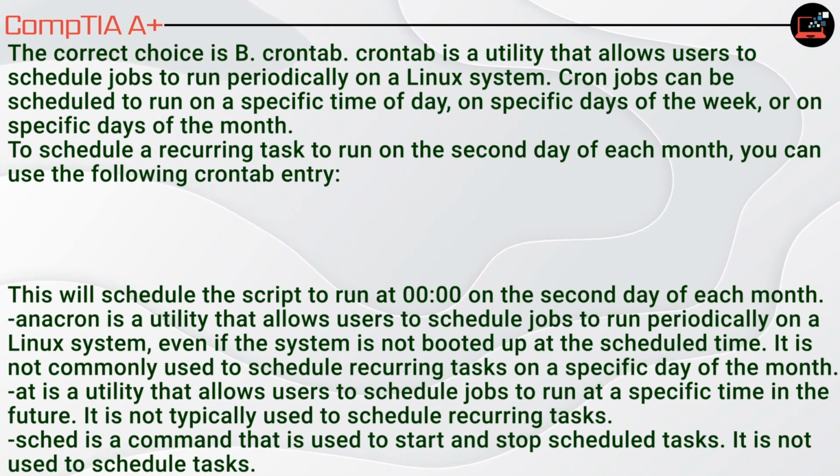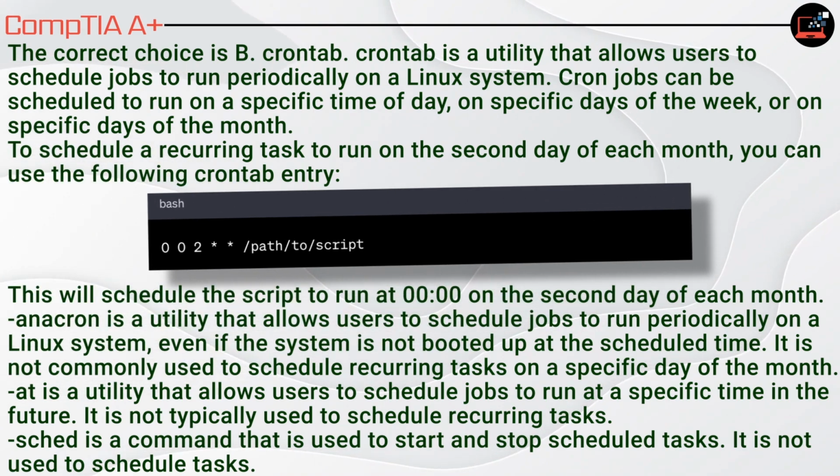The correct choice is B. crontab. Crontab is a utility that allows users to schedule jobs to run periodically on a Linux system. Cron jobs can be scheduled to run on a specific time of day, on specific days of the week, or on specific days of the month. To schedule a recurring task to run on the second day of each month, you can use the following crontab entry: 0 0 2 * * /path/to/script. This will schedule the script to run at 12 o'clock midnight on the second day of each month.